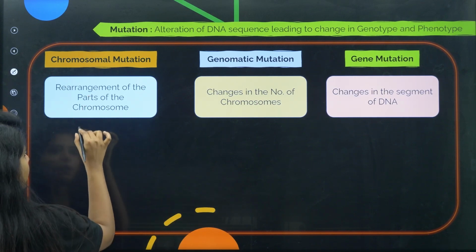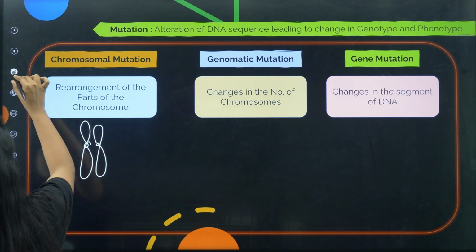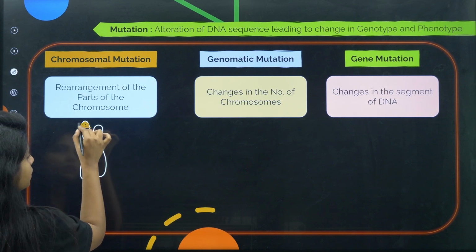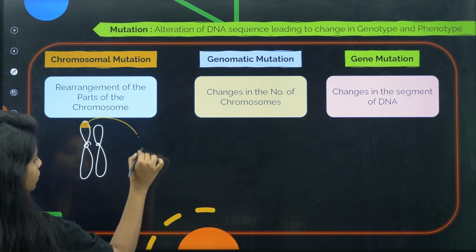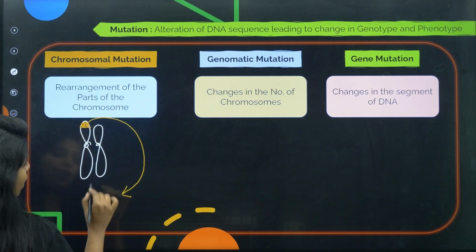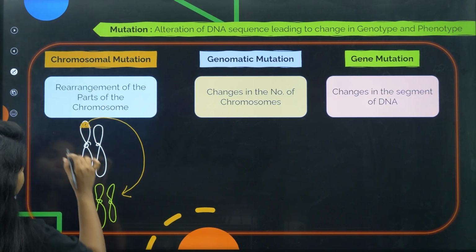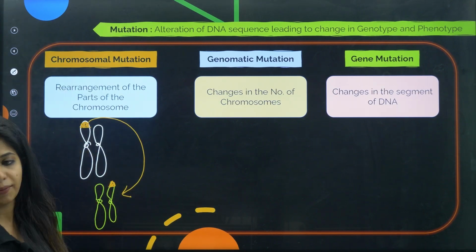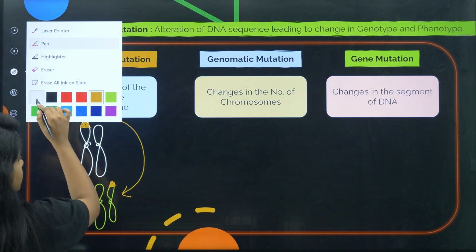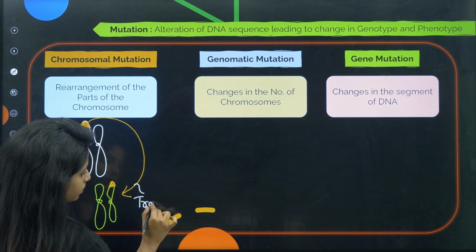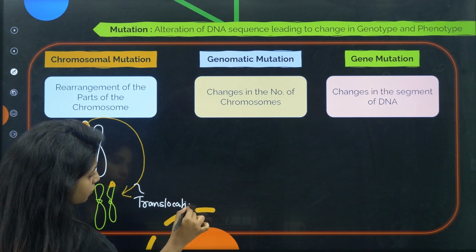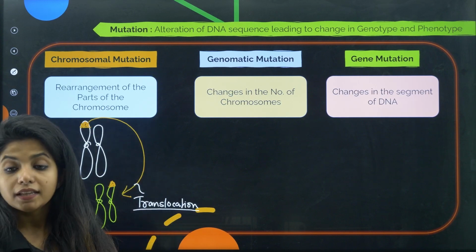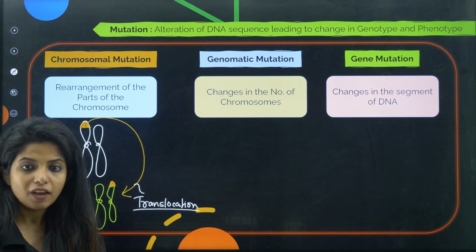For example, I have a pair of chromosomes over here. Fine. Now, because of certain mutations, what is happening? This particular part of my chromosome is going to shift to another pair of chromosomes. So now this particular part which was over here has come and attached over this area. This is known as translocation, where a part of a chromosome is being shifted somewhere else. Translocate, you are locating it somewhere else. This is an example of chromosomal mutation.